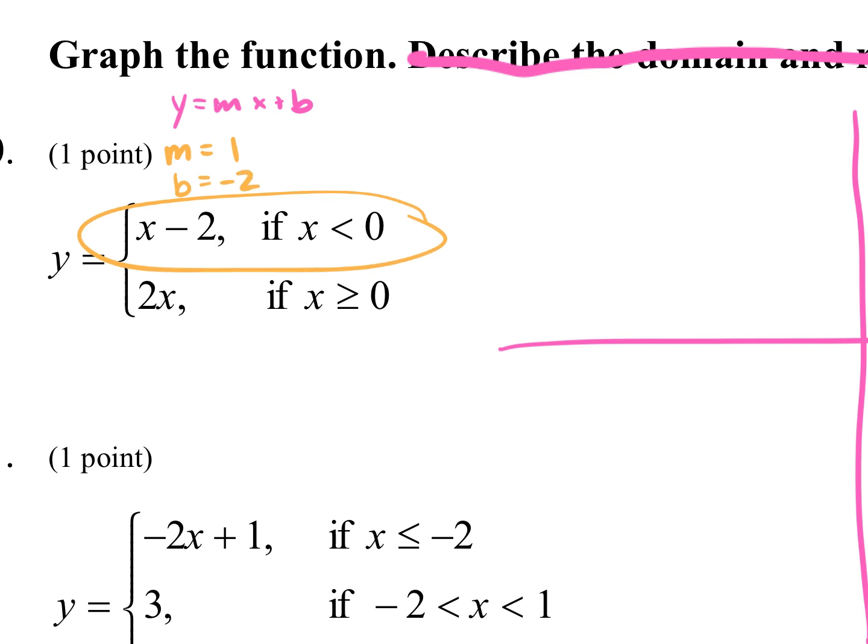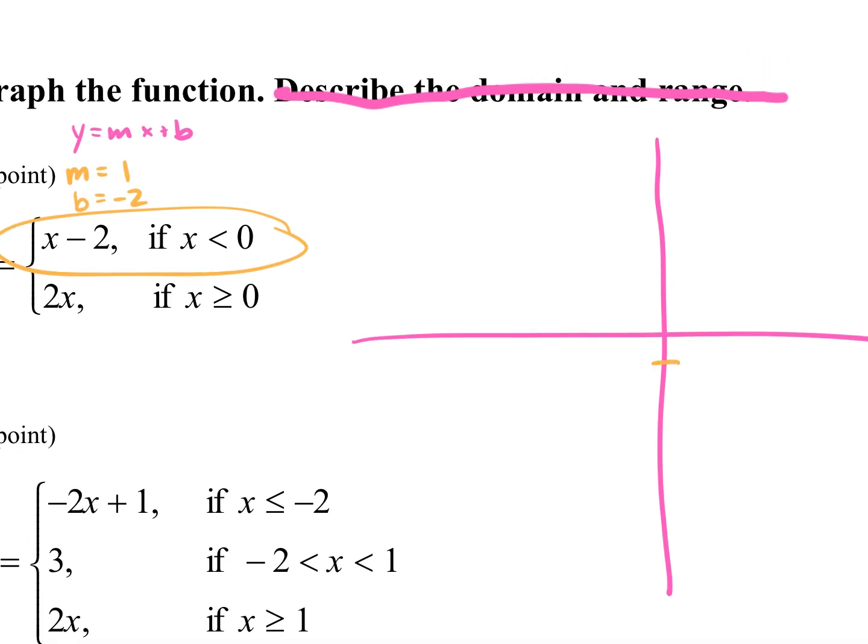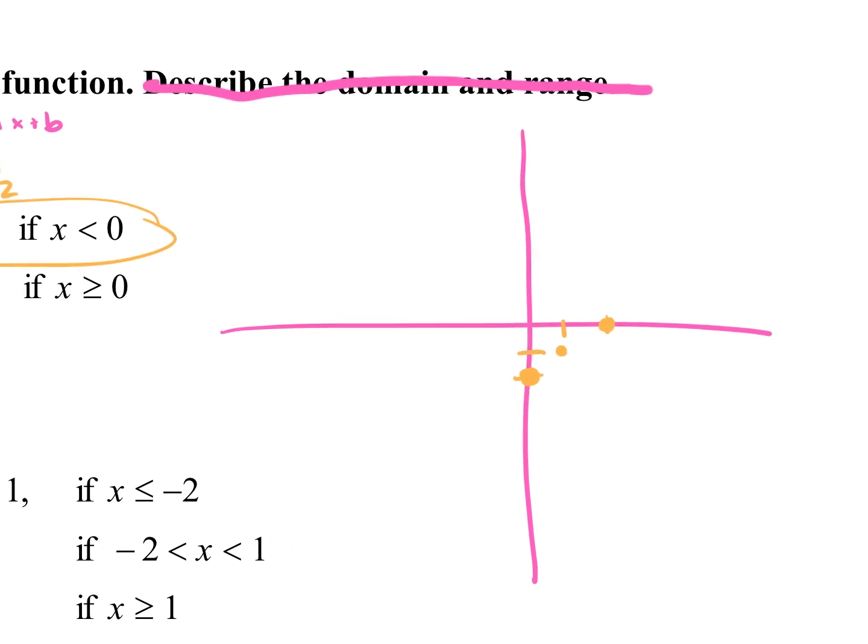So what's the first point I'm going to put on my graph? Negative 2. Put a point at negative 2. And then how do I do the slope of 1? Up 1 to the right 1. Up 1 to the right 1, up 1 to the right 1. Once we have a few points, we can connect them with our line.